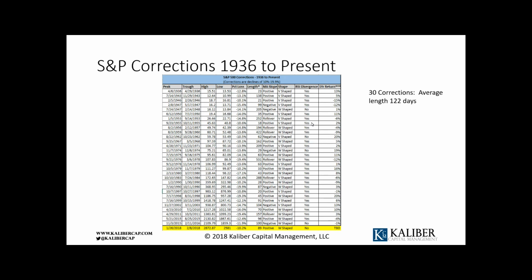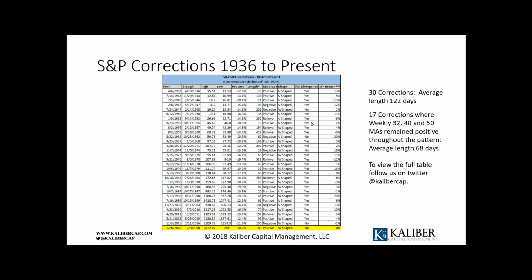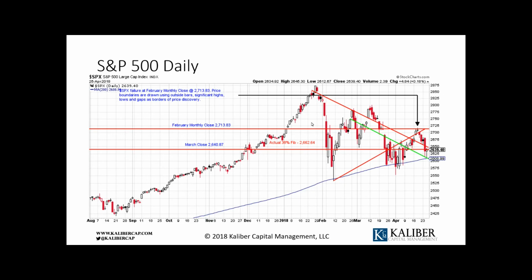There were 30 corrections in this period, lasting an average of 122 days. There were 17 corrections where the weekly moving averages remained positive throughout the correction, and these corrections lasted an average of 68 days. You can view the full table by following us on Twitter or Googling our Twitter handle @CaliberCap, and you can view our post from April the 25th. Given that the moving averages have remained positive throughout this pattern thus far, this does not look like a trend rolling over into a bear market.